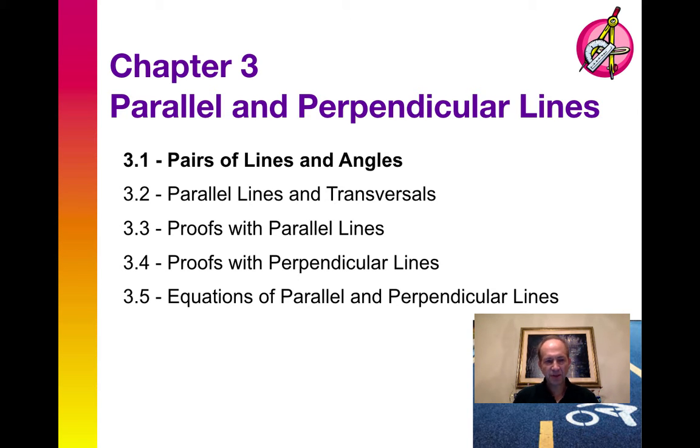Hello once again. We're starting chapter 3. This is Mr. Greenstein's geometry class, and we're going to be talking about parallel and perpendicular lines. So we're going to start out with just lines and angles, very simple stuff. Then we're going to get into transversals and how they go through parallel lines. Then some proofs with parallel and then perpendicular, and finally we're going to be talking about equations of parallel and perpendicular lines. So this particular recording is just for 3.1.